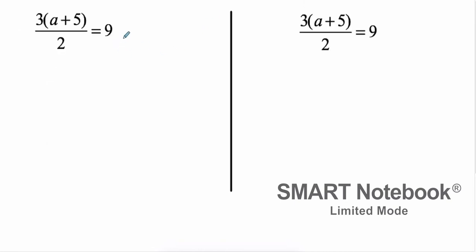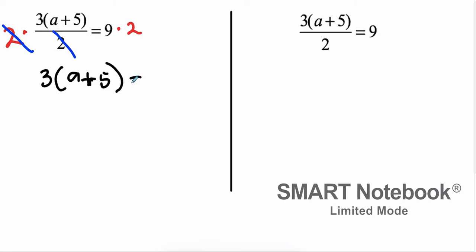So similarly, here, what we have is a fraction on the left-hand side, and we would like to remove this denominator, canceling it out by multiplying both sides by 2. So this will cancel out, and we end up with 3 times in the bracket a plus 5. And on the right-hand side, 9 times 2 is 18.